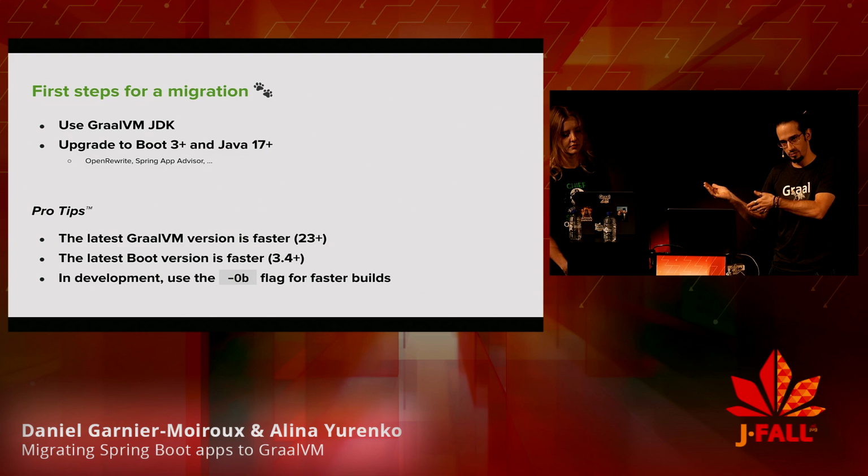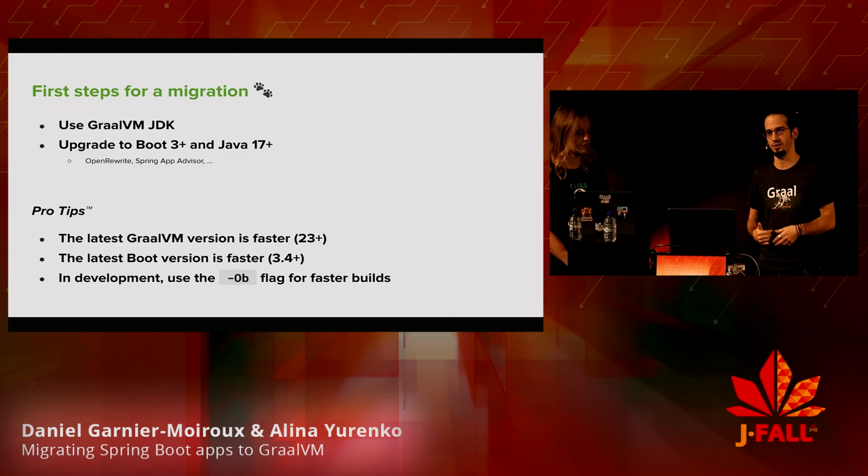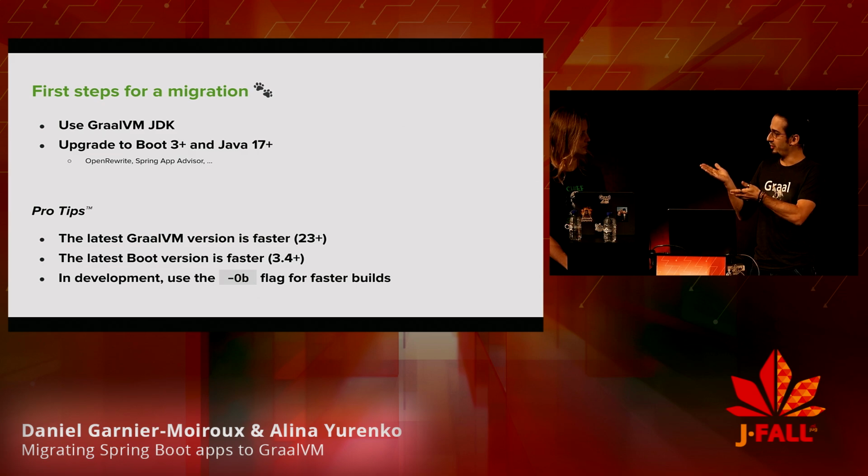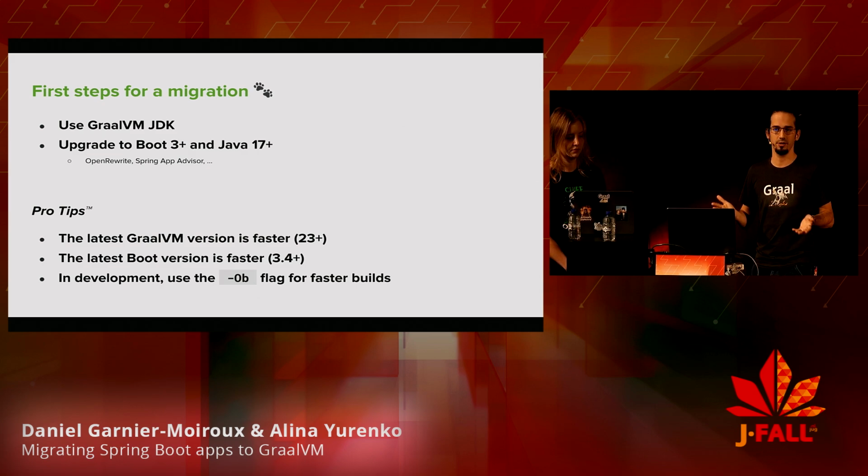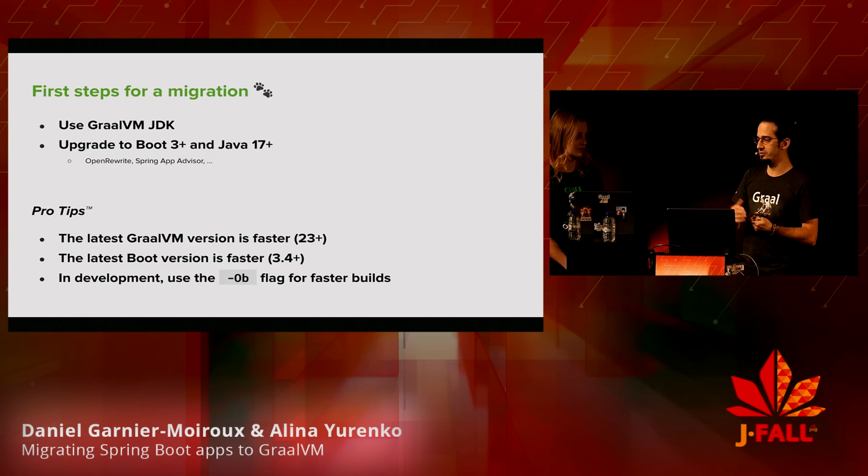Use the latest Spring Boot versions, as the latest versions have better support for native. And then in development, as Alina said, use the -Ob flag. When you do this, you can sometimes shave off about 30% of your build time. Your app here would compile in about a minute.